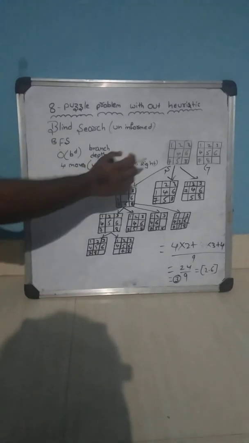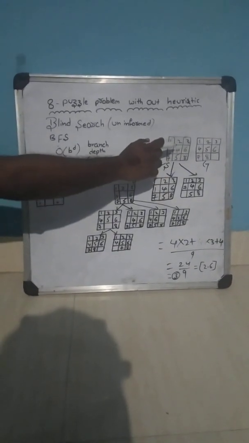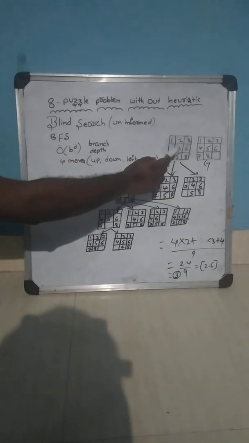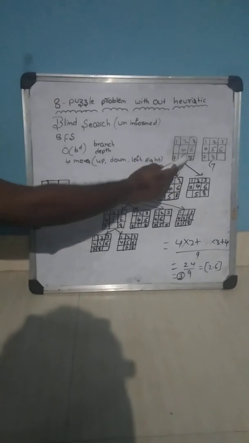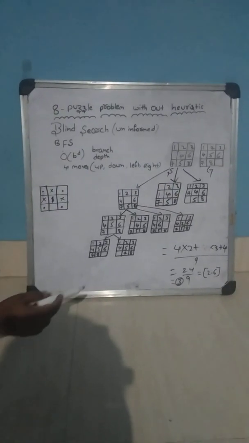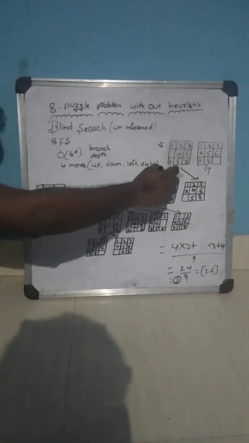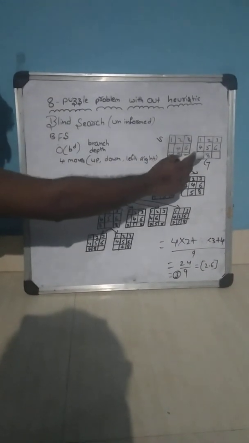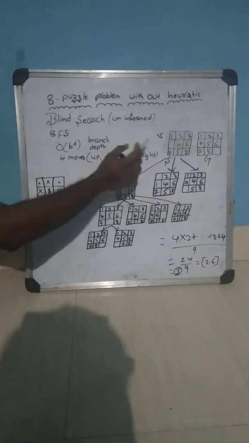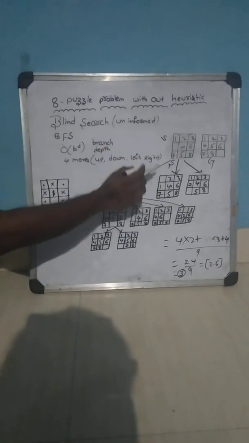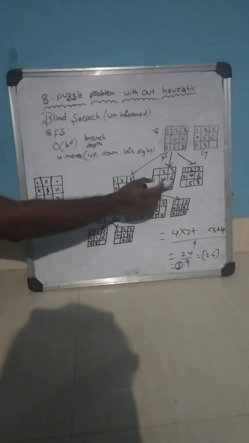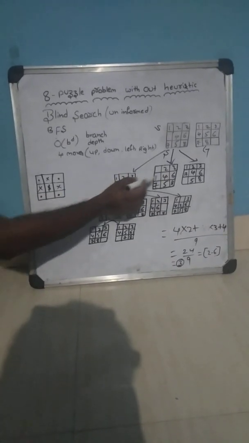Let's assume that you have the tiles like this: 1, 2, 3, 4, 6, 7, 5, 8. This is the initial start node, and this is the goal node. What is our goal node? That is 1, 2, 3, 4, 5, 6, 7, 8. So how do I achieve this, and what kind of way can I follow, with how many children and how many successor nodes can I move to?